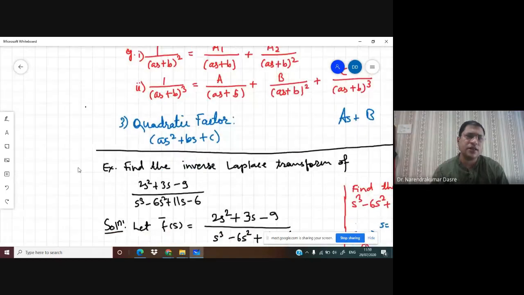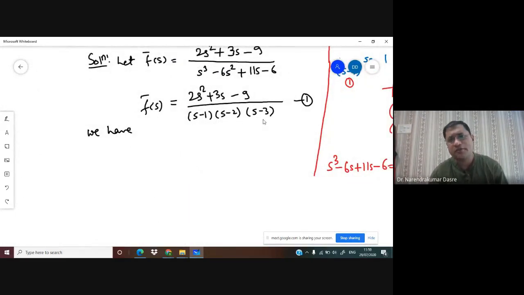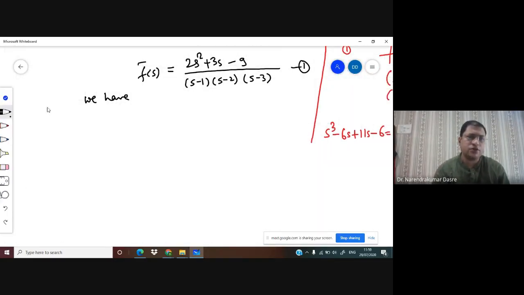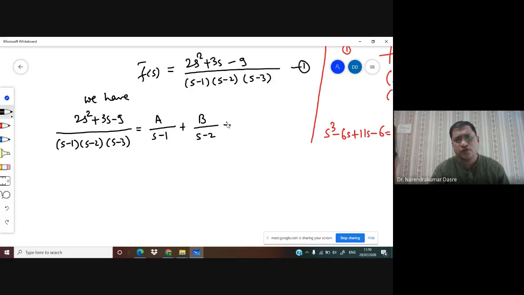And the important thing is that these are all distinct linear factors. So no linear factor is repeated. Hence, we can write 2s square plus 3s minus 9 upon s minus 1, s minus 2 and s minus 3. For the first factor, I'll have A upon s minus 1. For the second factor, I'll have B upon s minus 2. For the third factor, I'll have C upon s minus 3.